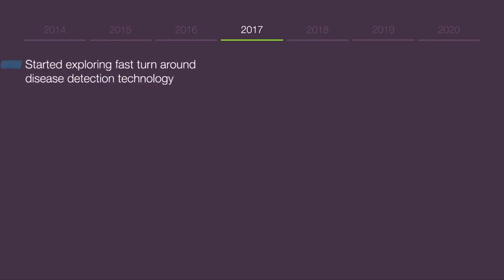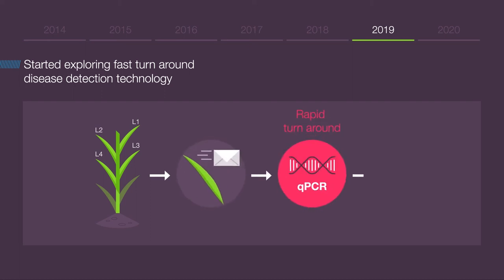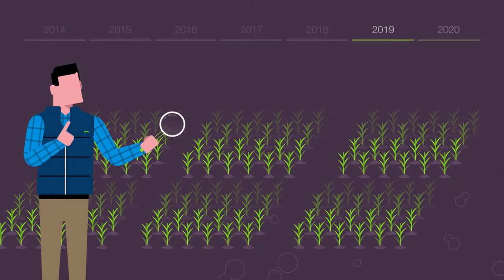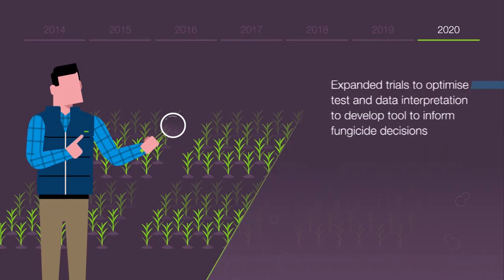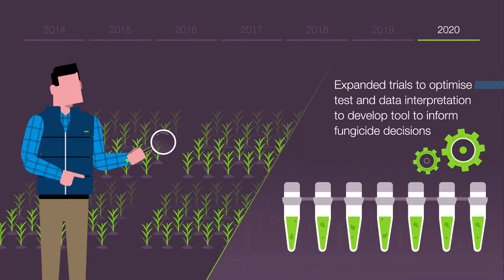Whilst our research was very interesting, we were always being asked when we would be able to conduct fast turnaround results, making them more relevant to in-season fungicide decisions. Therefore, in 2019, we started exploring this possibility and proved that it was possible to speed up the laboratory process from several weeks and months to a matter of days, including postage. During the 2020 cropping season, we expanded our trials even further to optimise the test and data interpretation in order to develop a tool to inform fungicide decisions.